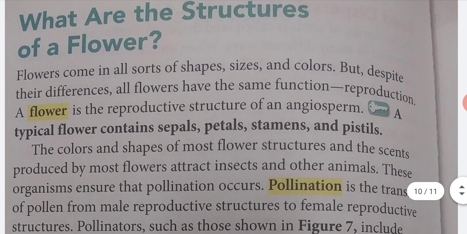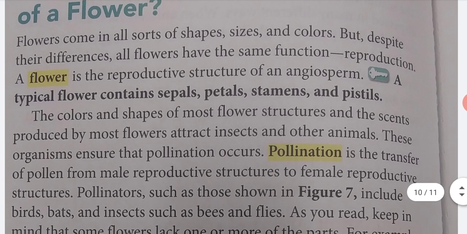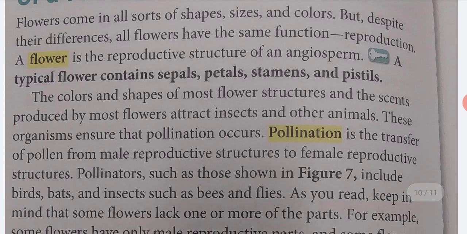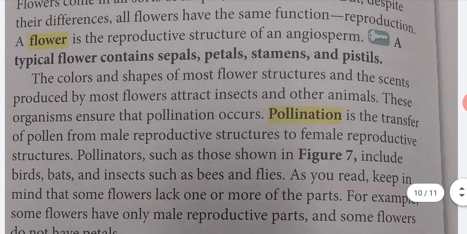What are the structures of a flower? Flowers come in all sorts of shapes, sizes, and colors. But despite their differences, all flowers have the same function: reproduction. A flower is the reproductive structure of an angiosperm. A typical flower contains sepals, petals, stamens, and pistils.